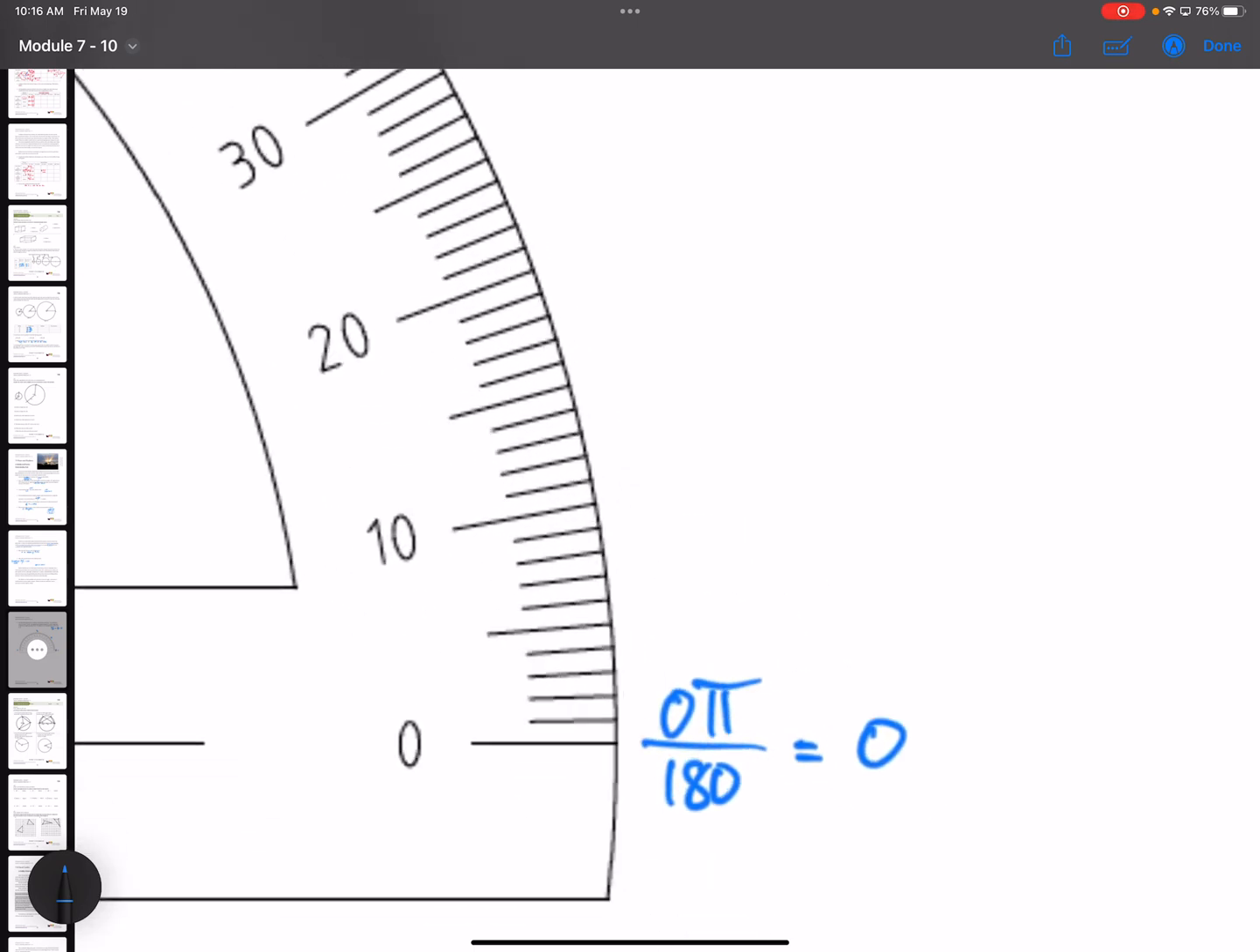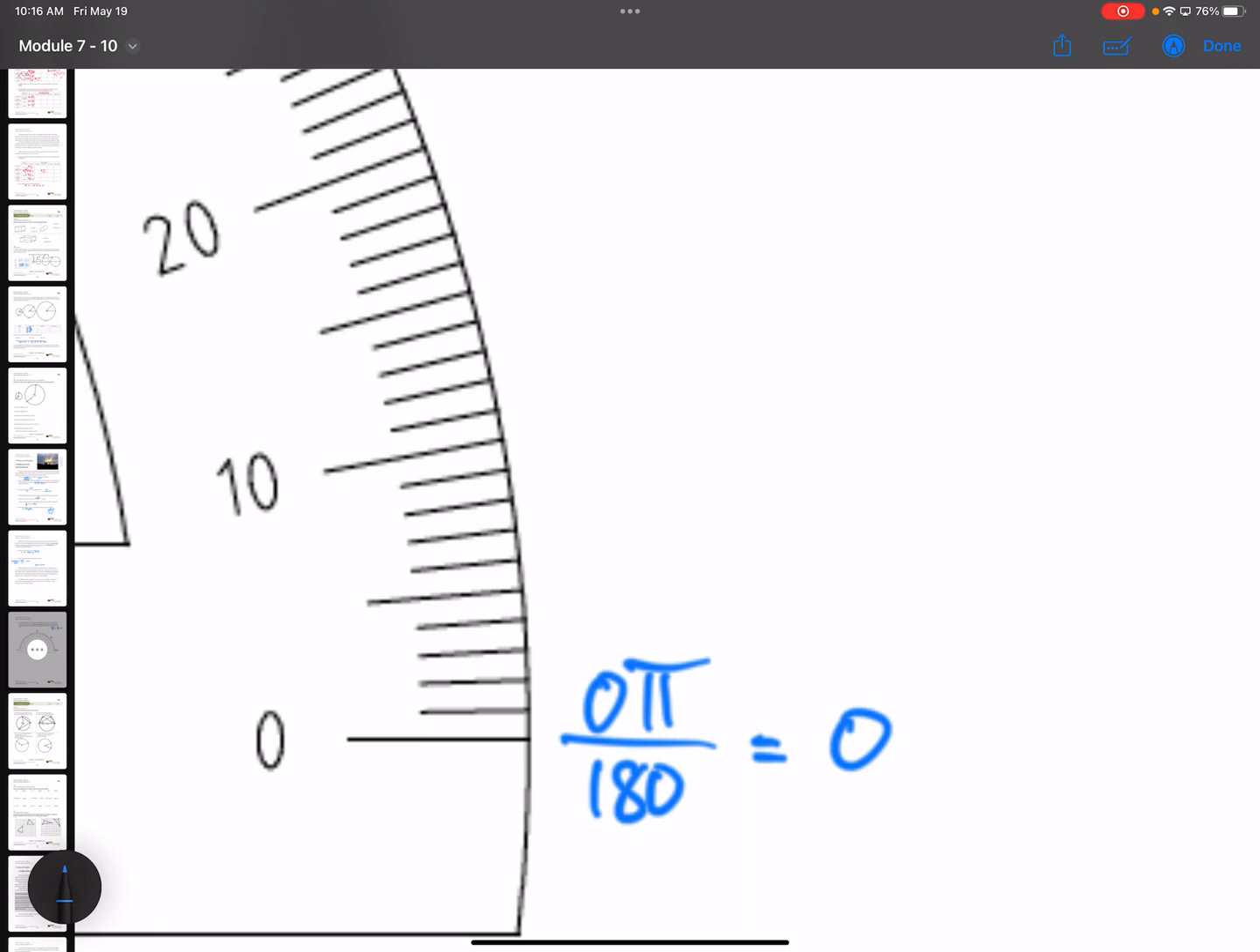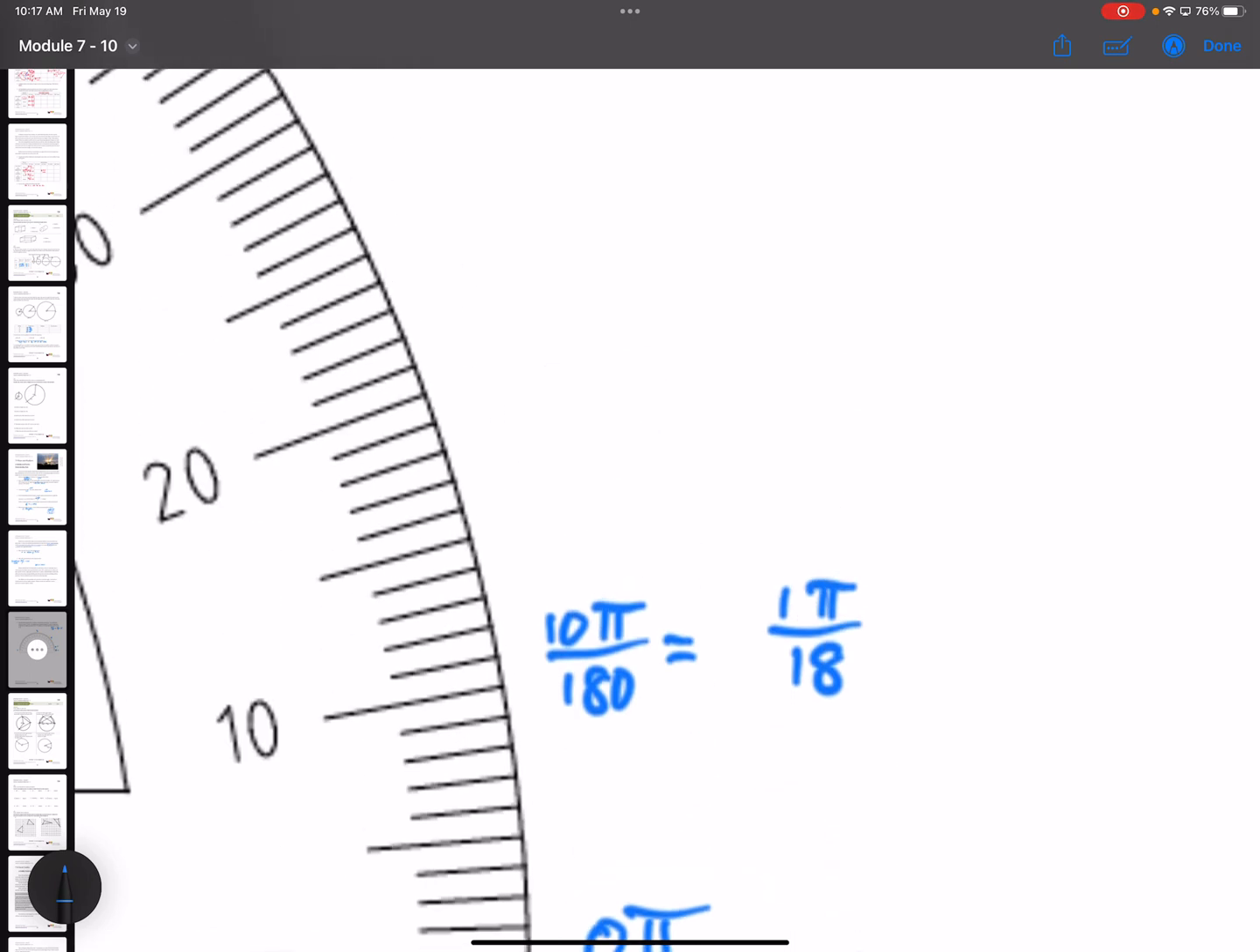Okay, so 10. What should I do with 10? 10 pi over 180. What do they both have in them in the numerator and denominator? 10. So divide them both by 10 and I get pi over 18. How about 20?